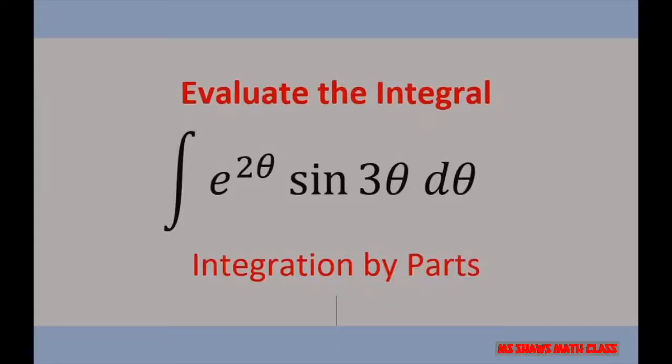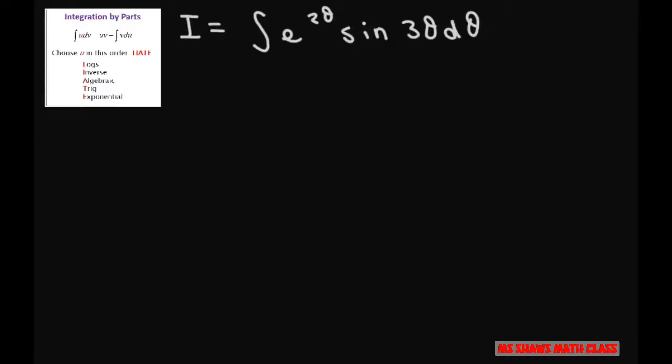Hi everyone, we're going to evaluate this integral that's given using integration by parts. This one's a bit of a tough one, so we're going to call this integral here I, and you'll see why later. We're going to use integration by parts, and using our mnemonic device, I'm going to choose u. We have to find u and dv.